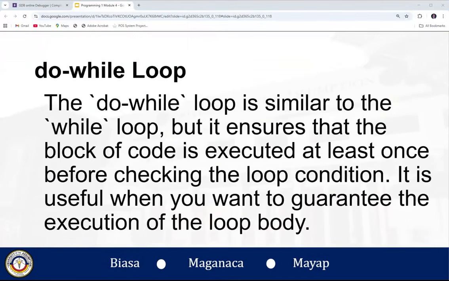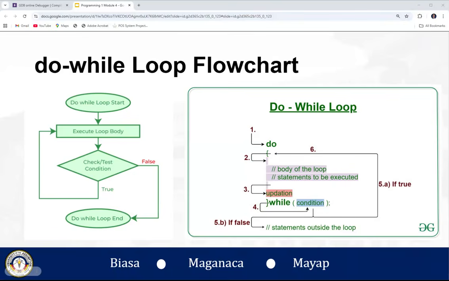The do while loop is similar to the while loop, but it ensures that the block of code is executed at least once before checking the loop condition. It is useful when you want to guarantee the execution of the loop body. So we have here a simple flowchart that will depict your do while.